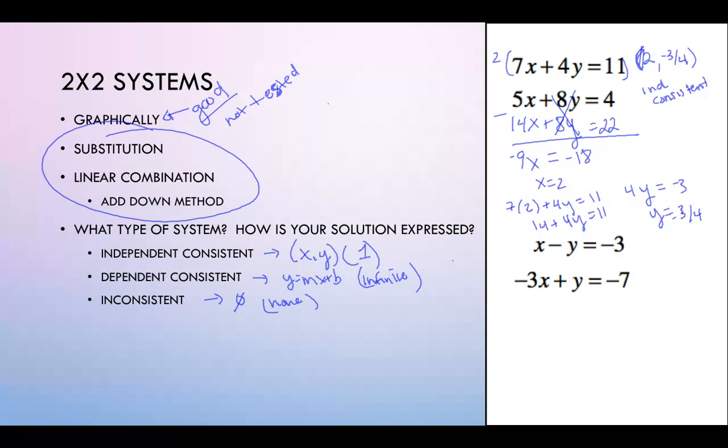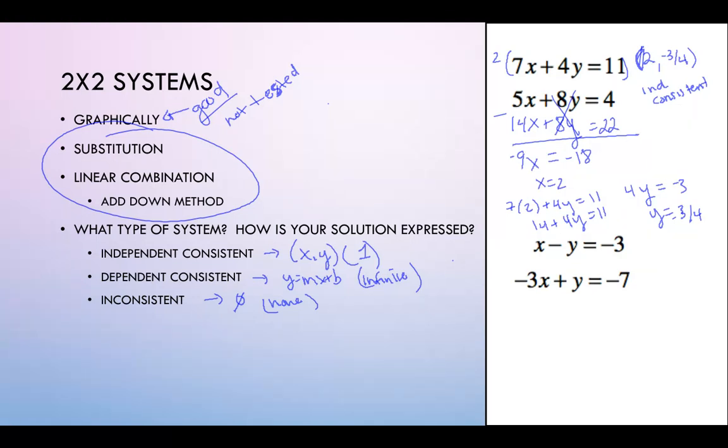Is that right? If I plugged in 2 to this one, I would have gotten 10. 4 minus 10 would be negative 6. Negative 6 divided by 8 is also negative 3/4. So yeah, I'm good. Okay, so that's linear combinations.